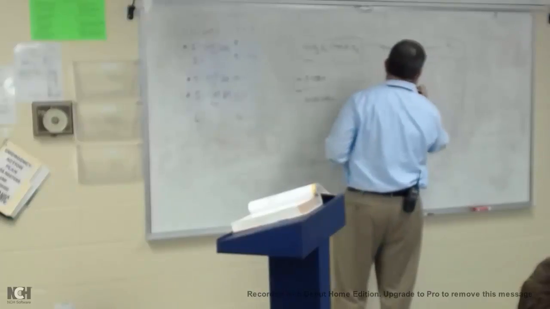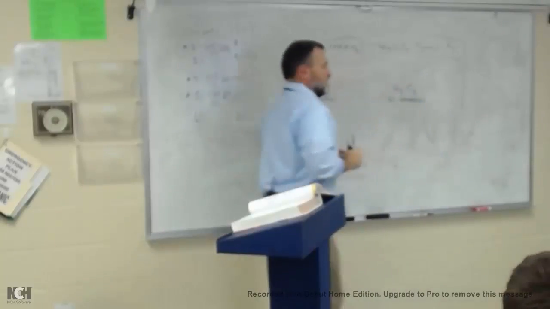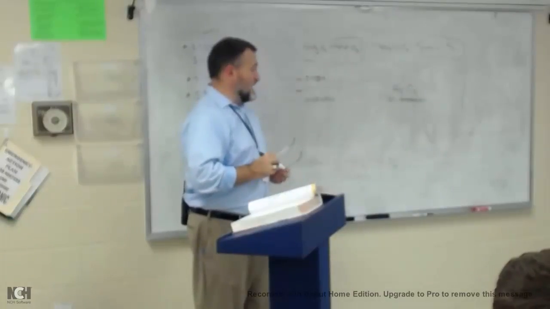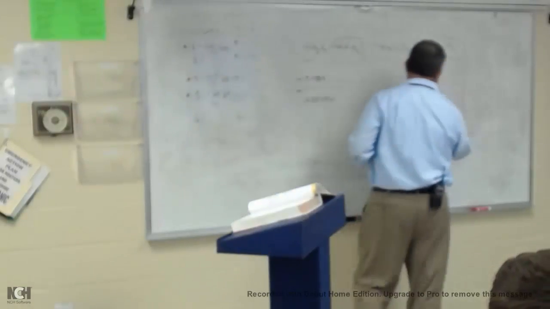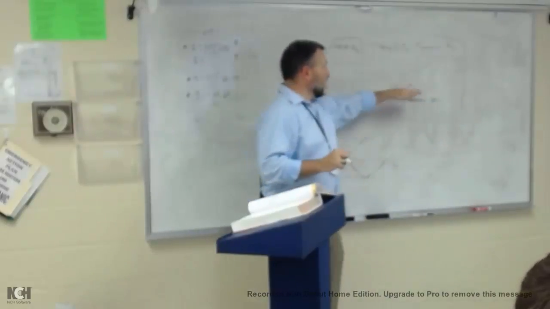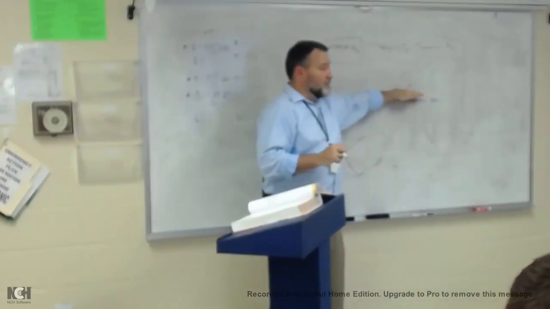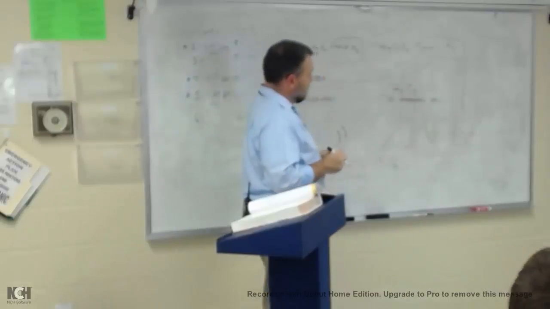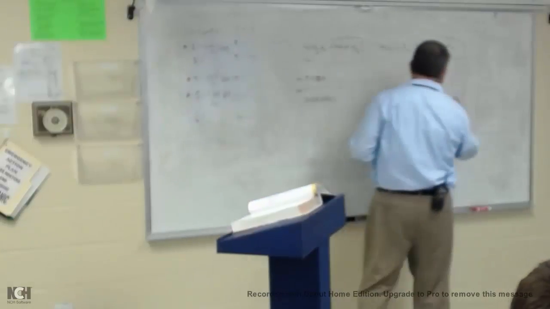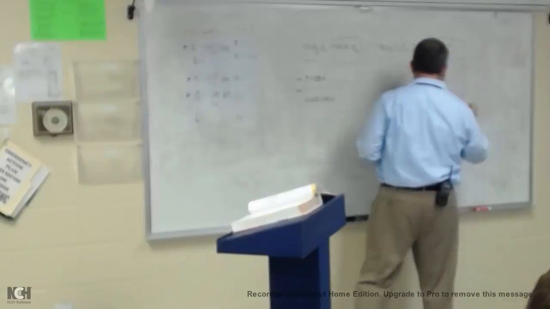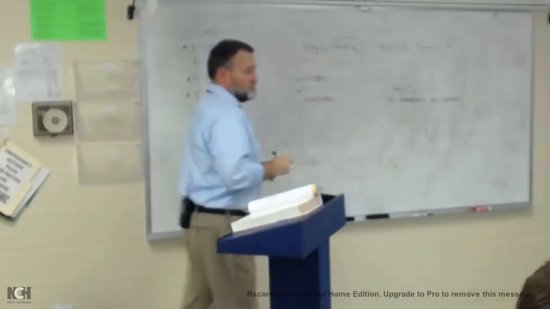Okay. The second is, subscript is 2, so the prefix again is di. Now this is the trailing element, so it gets its ide name: dioxide. Dihydrogen dioxide. 2 hydrogen, 2 oxygen.